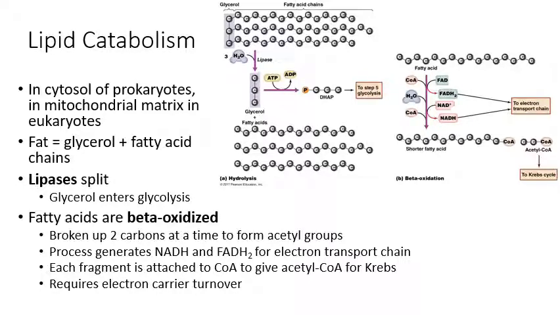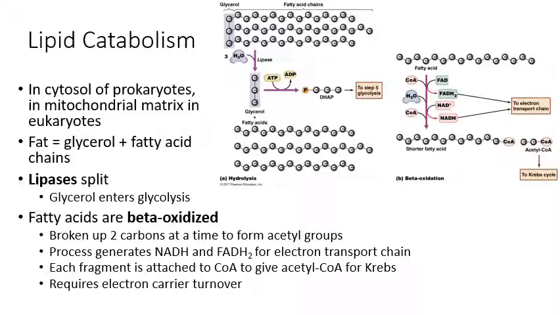So for lipids, to go into that in a little more detail, specifically this would be fats and potentially phospholipids that could be metabolized or catabolized in this way, not all lipids. But for fats specifically and maybe phospholipids, they can be catabolized for prokaryotes in the cytosol, or for eukaryotes in the mitochondrial matrix. First, you need to break the fat apart into its component parts. So you'll have an enzyme called a lipase that is actually going to split the glycerol off from the fatty acid part of the fat.